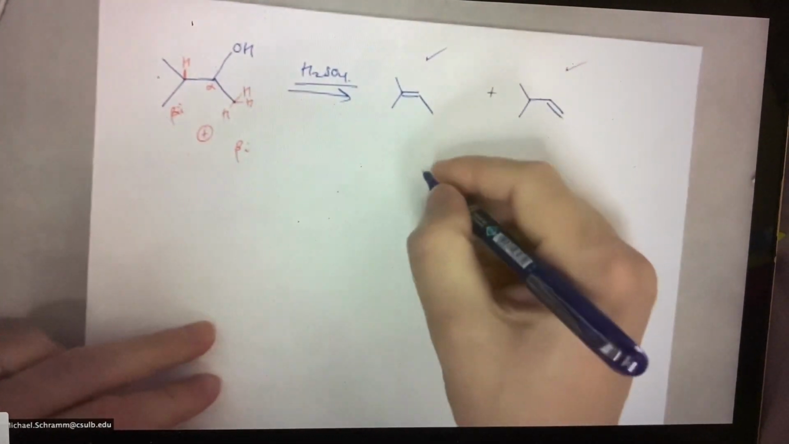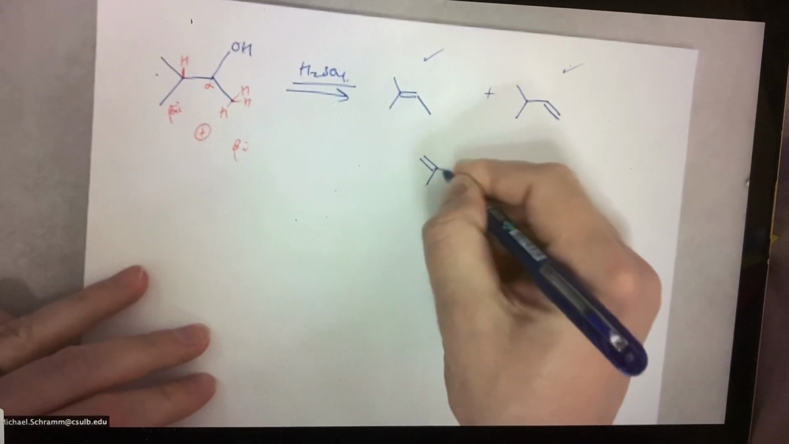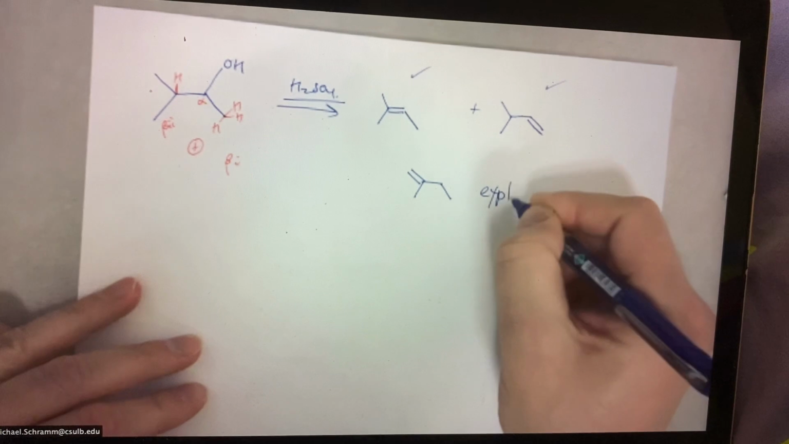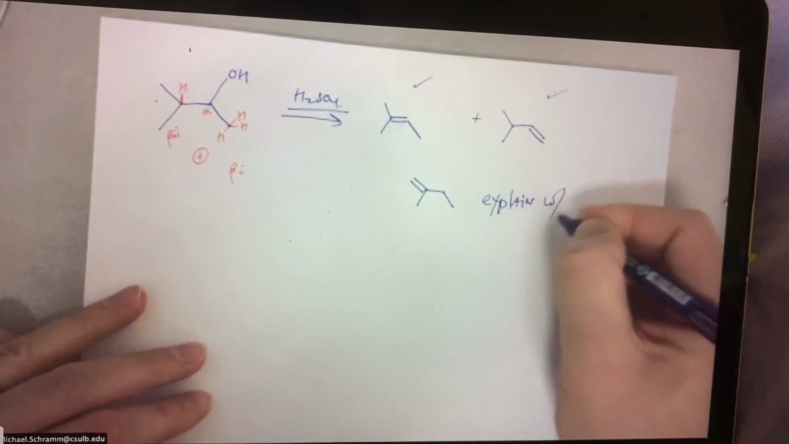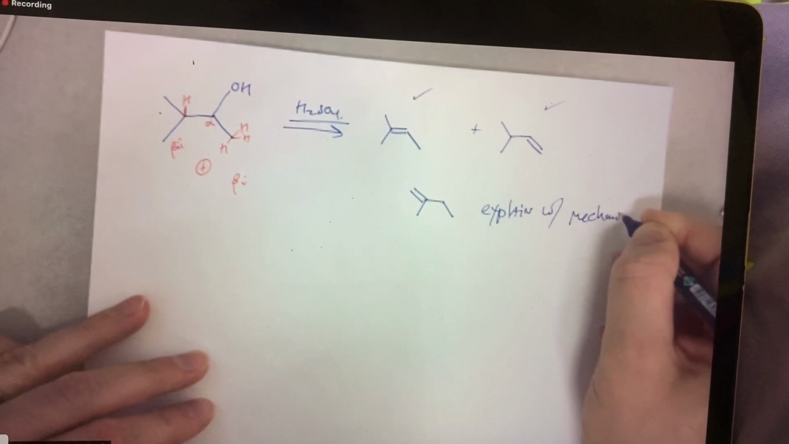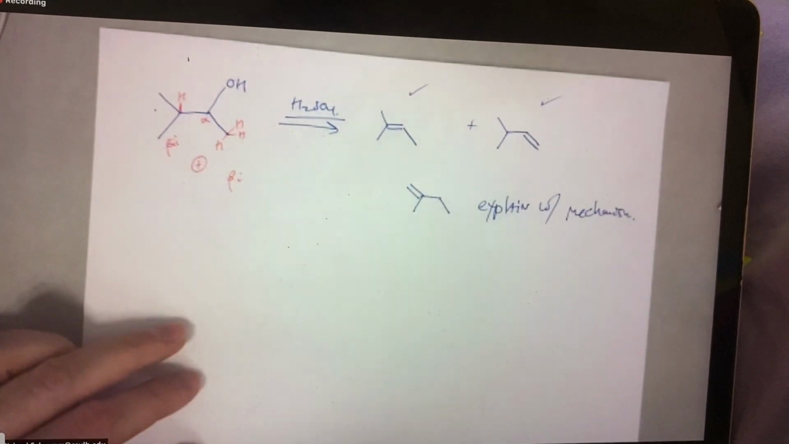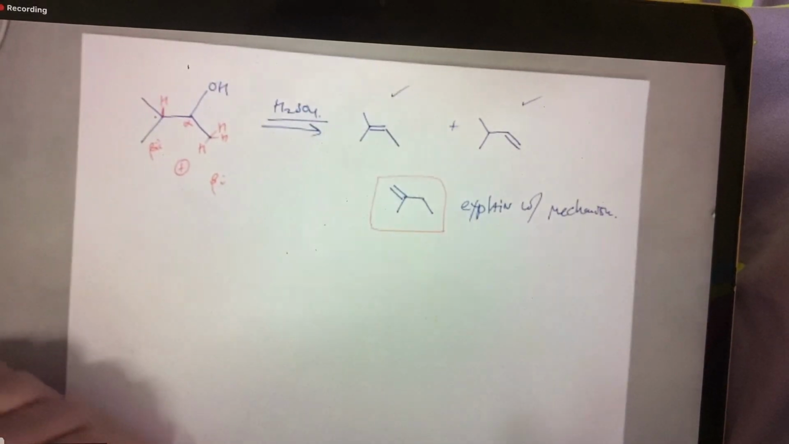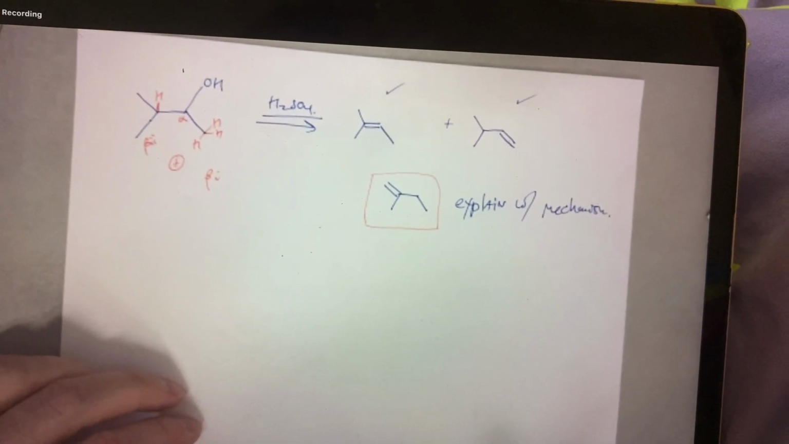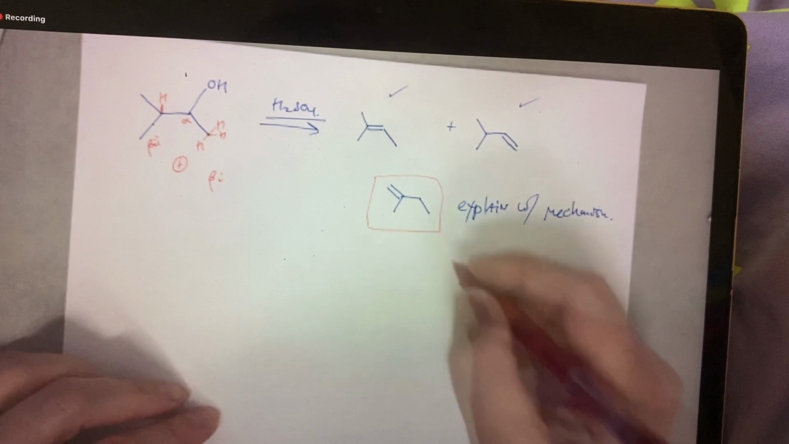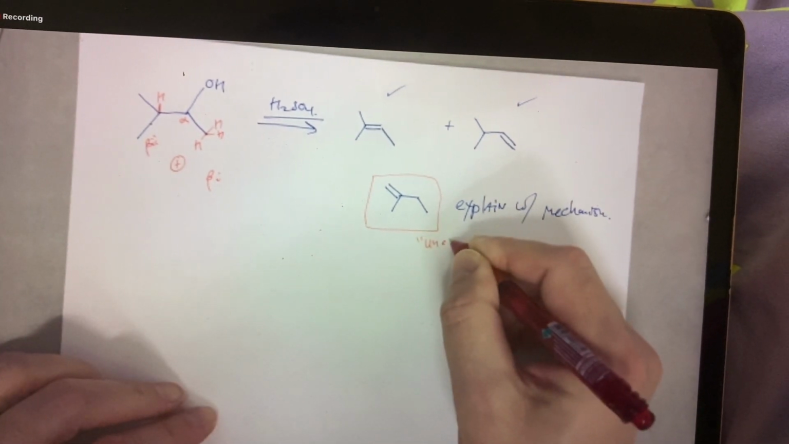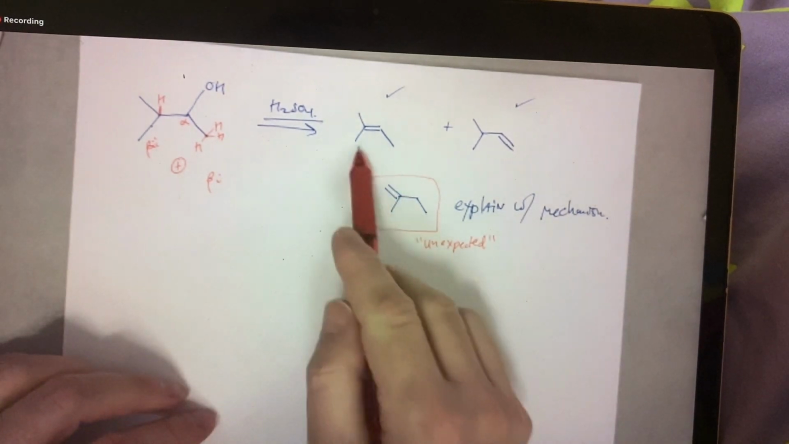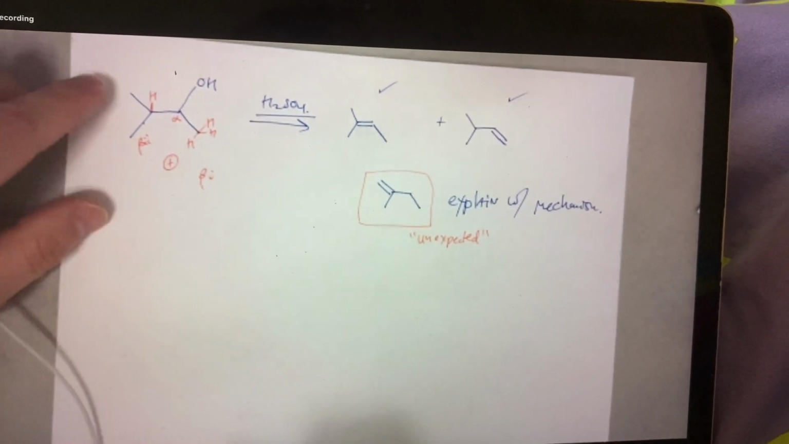And now what I want you to do is explain with mechanism this particular alkene. Give a detailed reaction mechanism that explains the formation of this alkene. I would say it's unexpected. These are expected. How do we get a double bond over here?